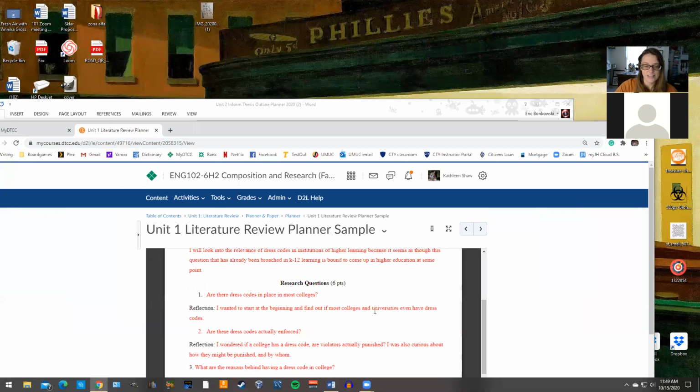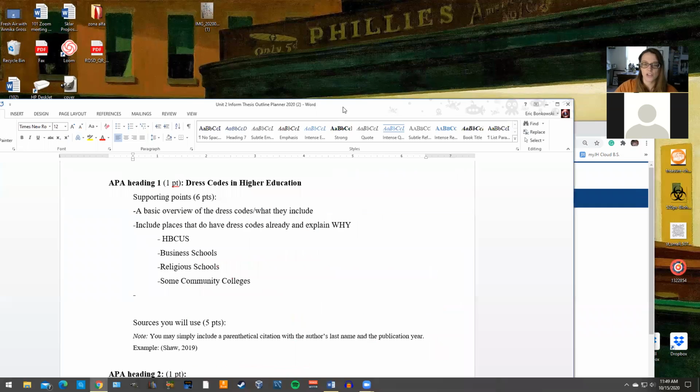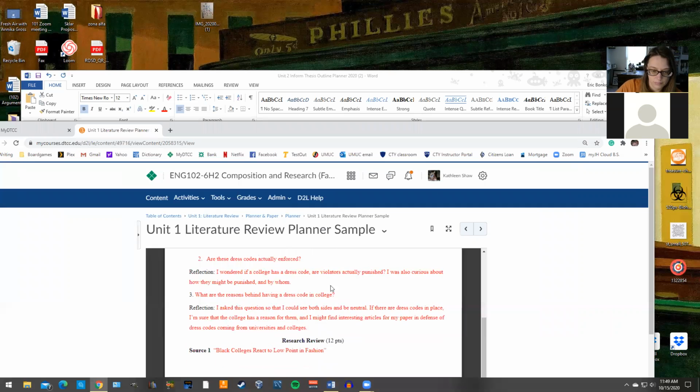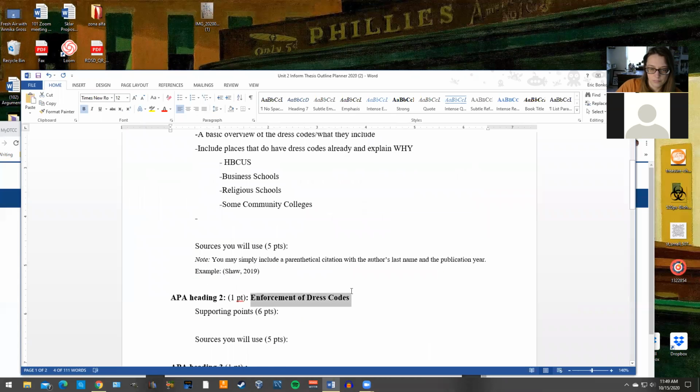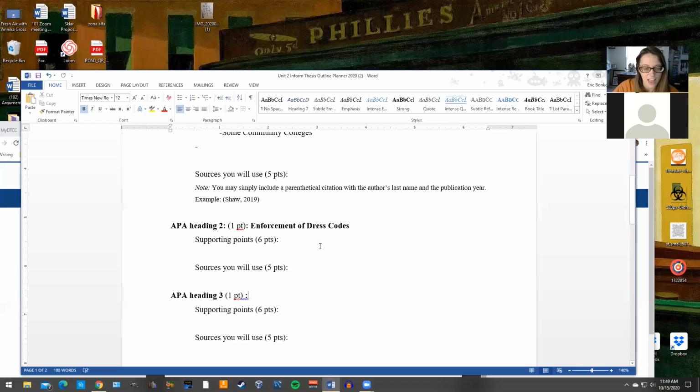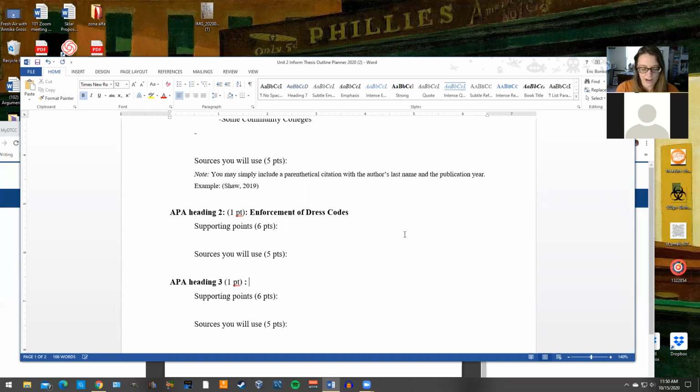Okay. My second question was, are these dress codes actually enforced? Now I realize, looking at my other question, maybe I'll save the explanation of why for down here for my third APA heading. Because my third APA question was, what are the reasons behind having a dress code? So here I'll put reasons for dress.